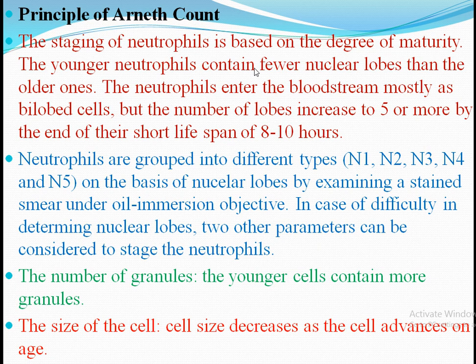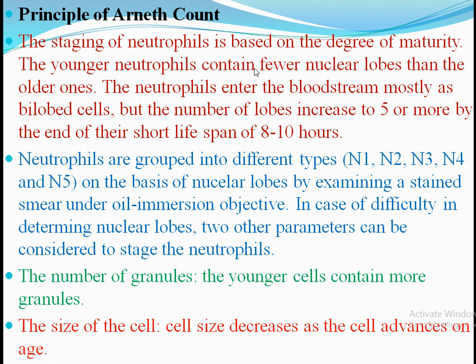The principle of the Arneth count is that the staging of neutrophils is based on the degree of maturity. The younger neutrophils contain fewer nuclear lobes than the older ones. That's why I'm saying that it is actually the developmental stages of the neutrophil. The neutrophils enter the bloodstream mostly as bilobed cells, but the number of lobes increases to 5 or more by the end of their short lifespan of 8 to 10 hours.